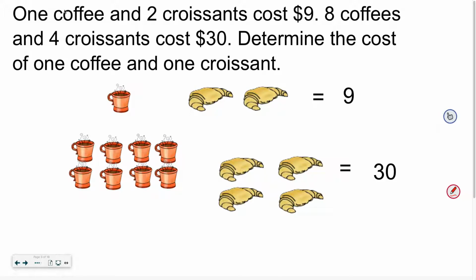So let's first just look at the situation. What did we buy total? $30. How many coffees did we get? 8. We got 9. I bought 1 and she bought 8, so we bought 9 coffees. And how many croissants did we buy total? 6. We bought 6. Her 4 and my 2 were 6 croissants.